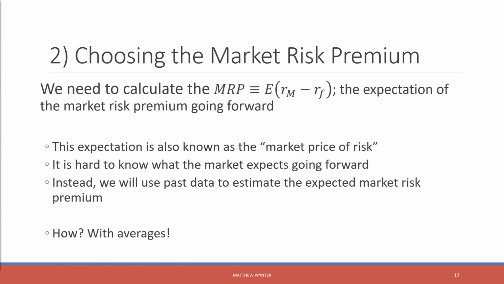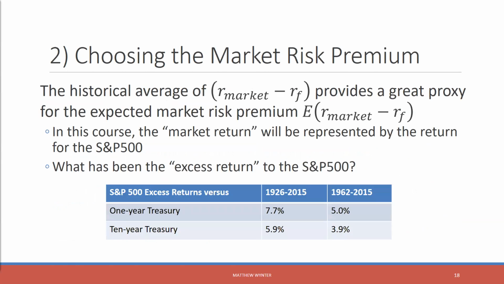So what are we going to do? We're going to look at averages. Why? Because it's really tough to know as an expectation what the market will do tomorrow, what the right market risk premium will be. So what we can do is look at past market risk premiums and use that average as a way of approximating. And when we look from 1926 to 2015, or more recently from 1962 to 2015, we'll notice that our market risk premium hovers around 5, 6, 7, 8%, depending on the subsample that we look at.